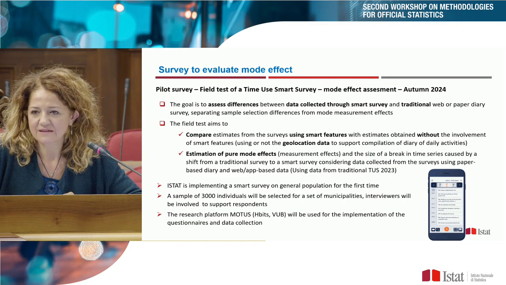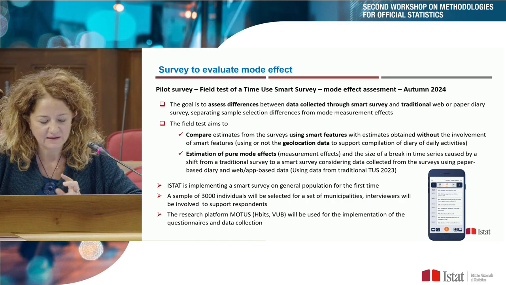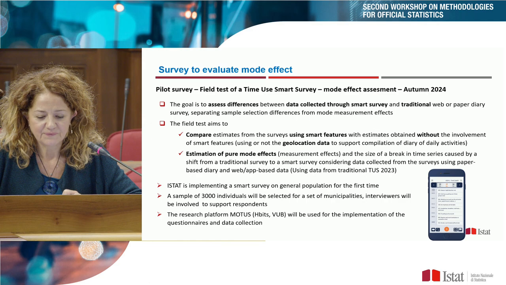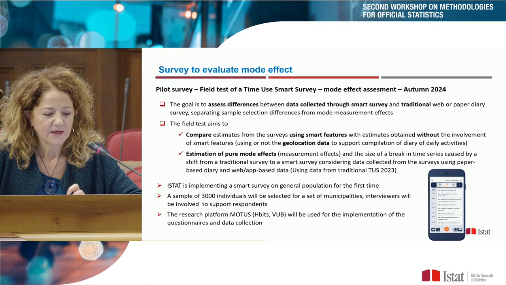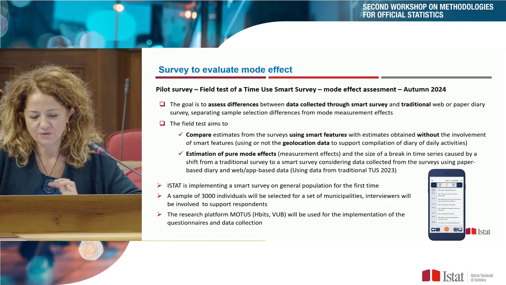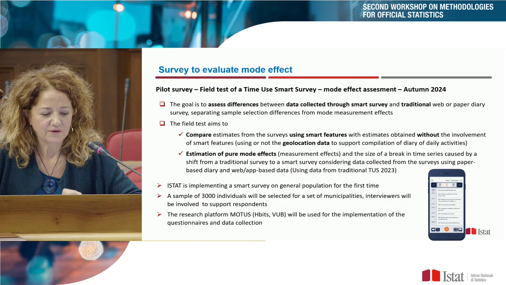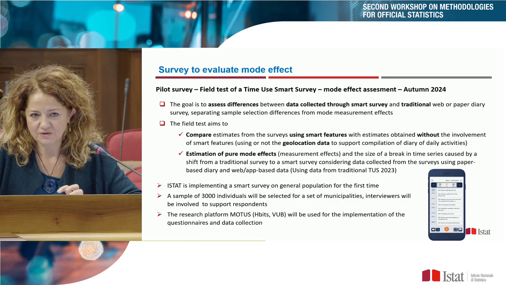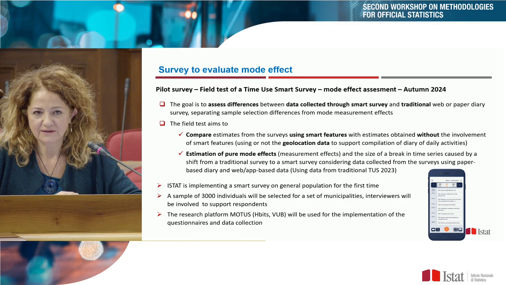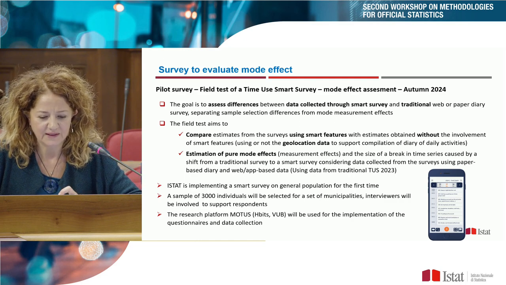The second test that Istat is going to implement, and we are at the beginning of the planning phase, is a field test on time use survey with the idea of estimating mode effect. So assessing differences between data collected through a smart survey and data collected with a more traditional way of data collection. So the field test aims to compare estimates from the smart survey using smart features, so not only the web questionnaire for the diary, but also location data for suggesting the activities. So the idea is comparing the two, the smart survey with or without geolocation data to support the compilation of the activities.